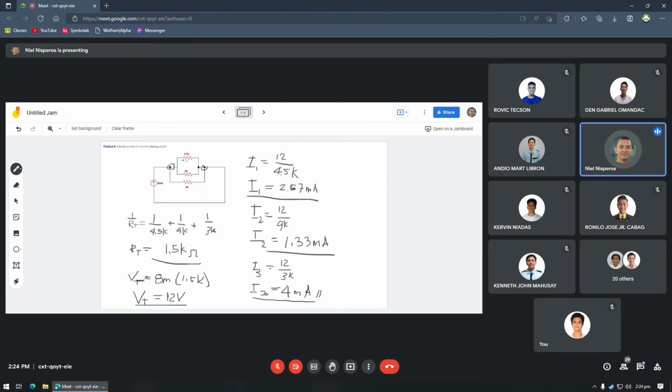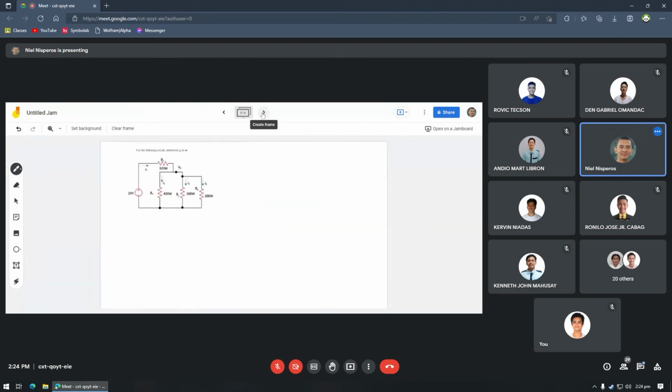Alright, so those are the values, class. Again, we are given only the total current, 8 milliamperes. So what we need to do is to find the voltage para makakuha ta sa individual nga mga currents.